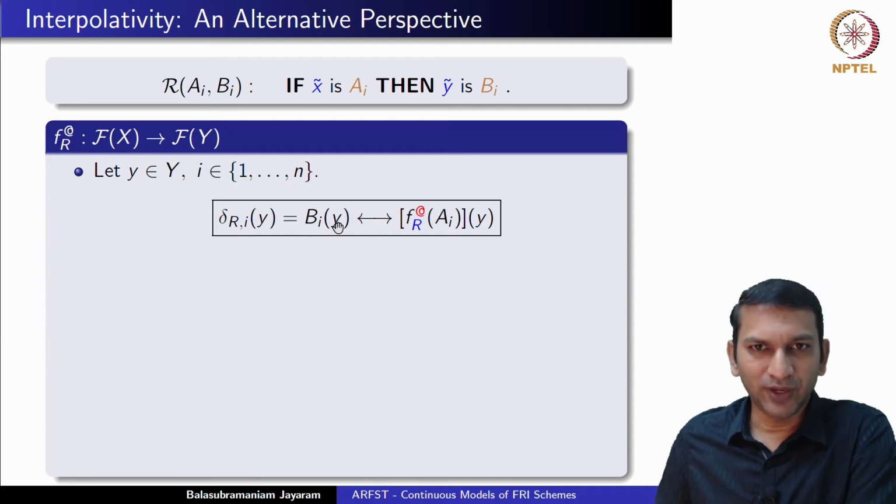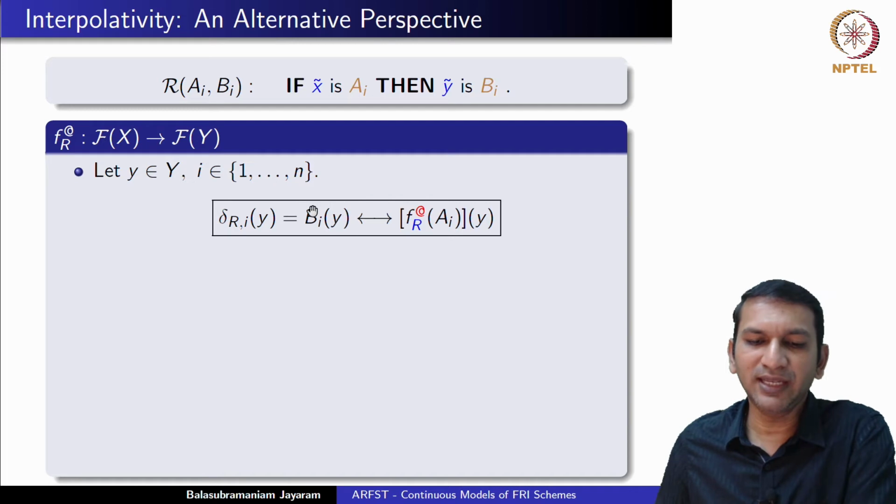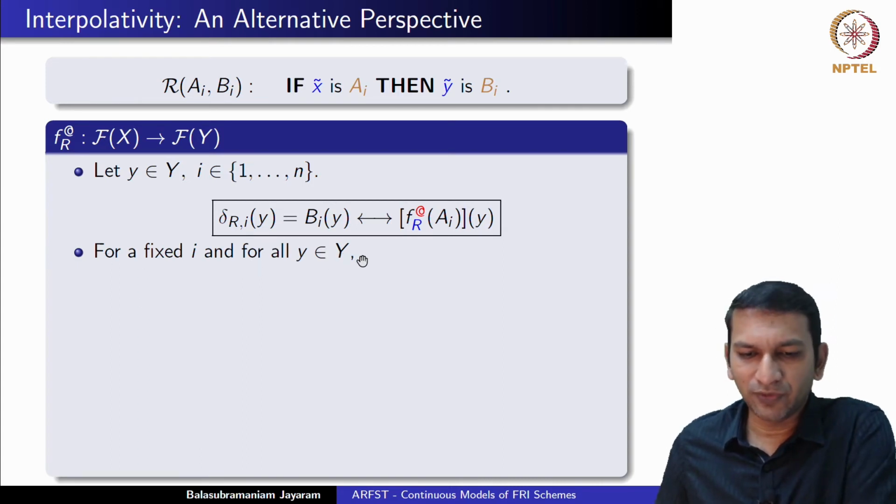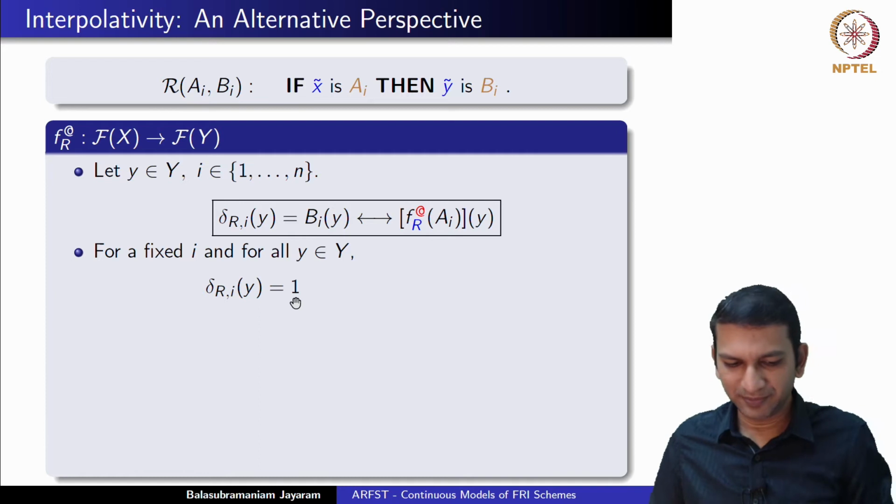So delta R i of y is given as this. It is B i of y, the membership value that y takes in the corresponding consequent of the ith rule, with the biresiduum of the output obtained from this adjoint function F R at the rate of when a i is being given as the input. So this will be a fuzzy set on Y, the membership value of that fuzzy set at that particular y that we have chosen. So this is delta R i. This is the function that we would like to introduce. Now in terms of this, note that for a fixed i, if for every y element of Y we know that delta R i of y is equal to 1, what does this mean?